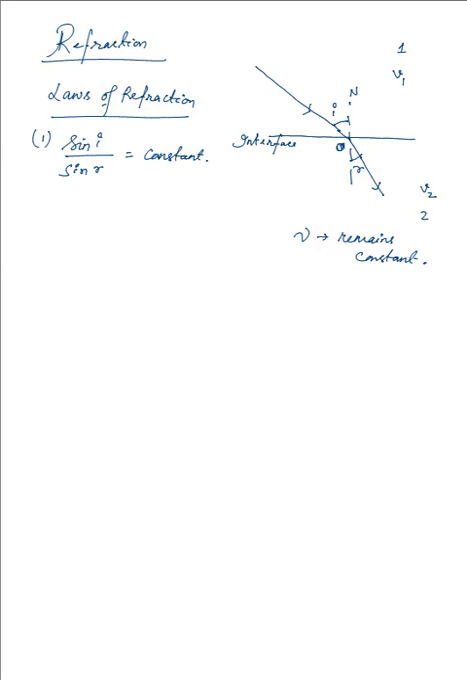Now this constant is a number, of course, and so we have this number associated with the refraction, and hence it is termed the refractive index. It is the refractive index of the second medium with respect to the first medium, and that is how we denote it. So sine of the angle of incidence to the sine of the angle of refraction is nothing but the refractive index of the second medium with respect to the first medium.